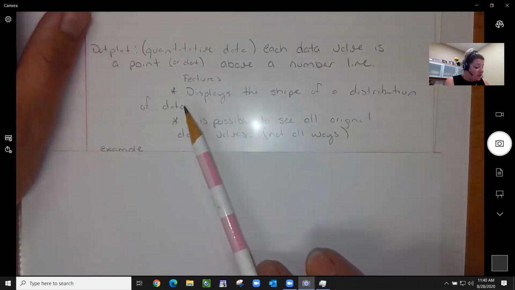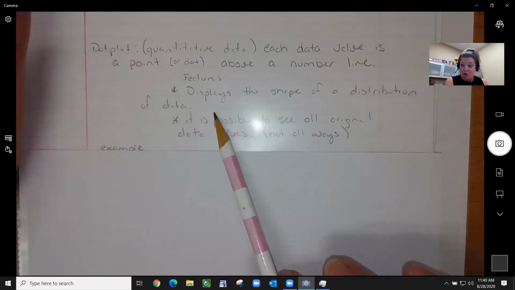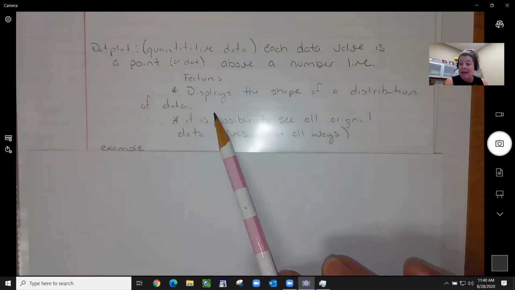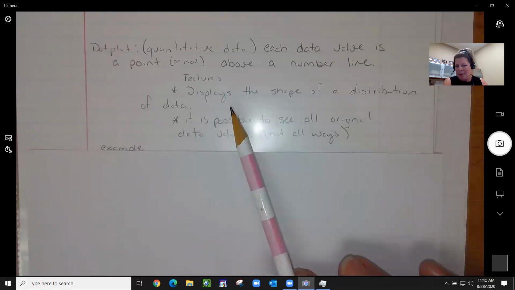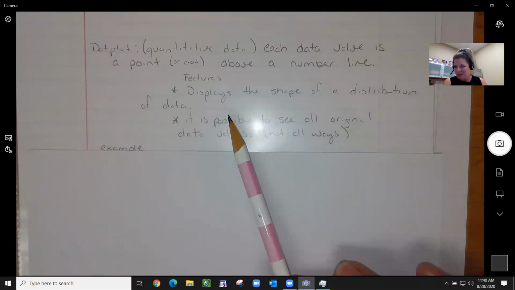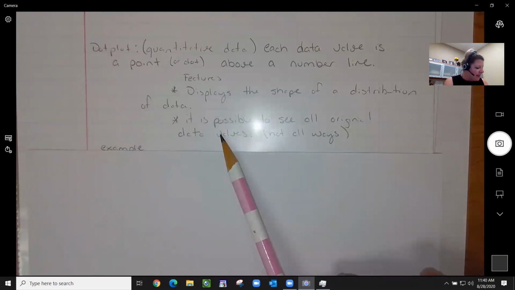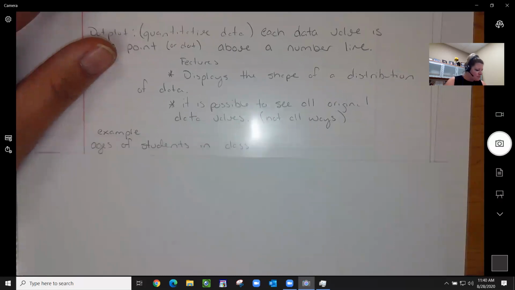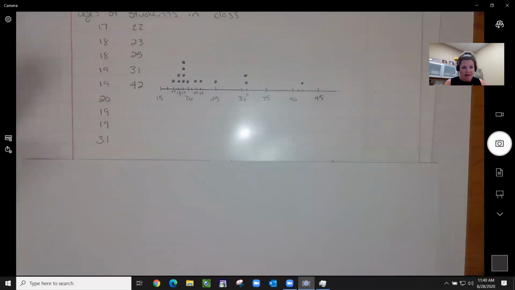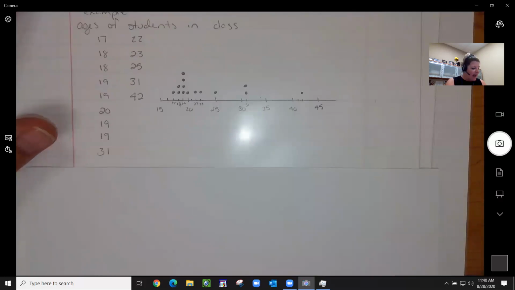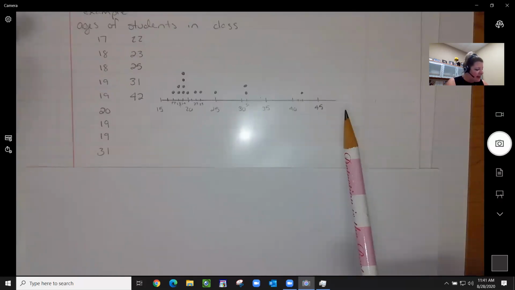The features are, you can see the distribution of the data. It displays it, so we can look for that bell shape. And also you can find outliers by your distribution and just get information about the data. It is possible to see all of your original data, and I took some data here of ages of students in class. I drew a number line and then I go through.